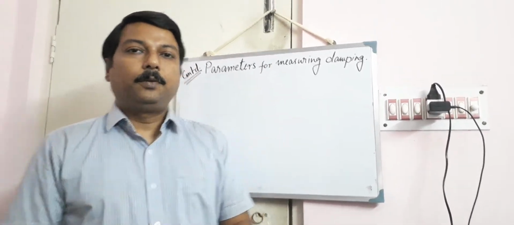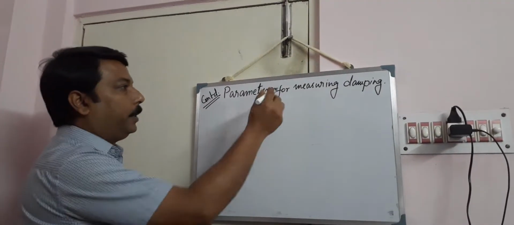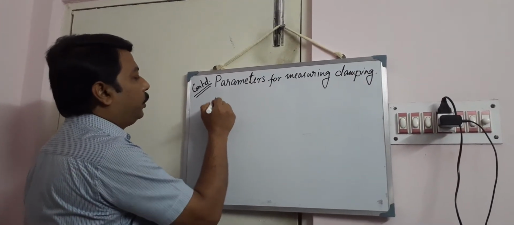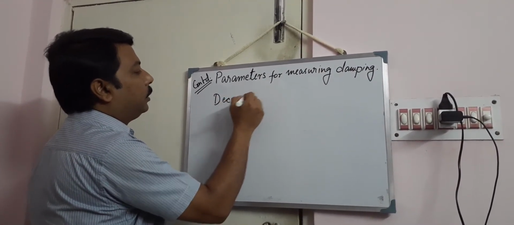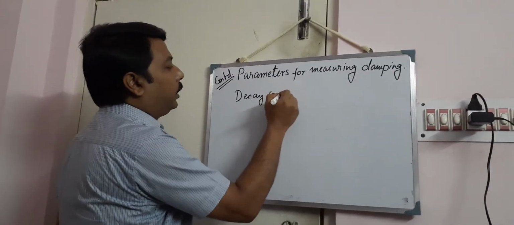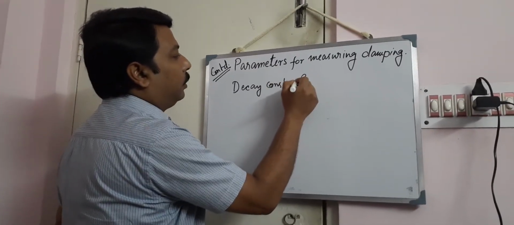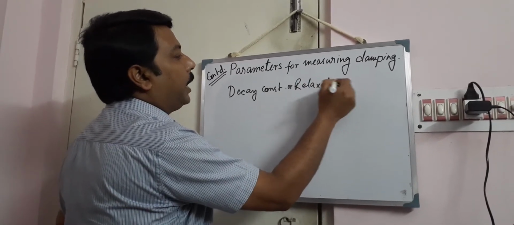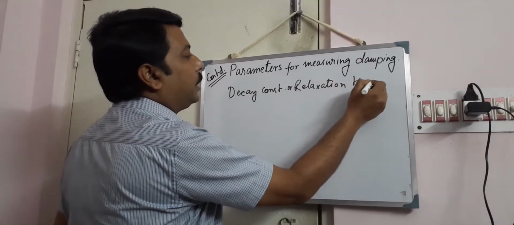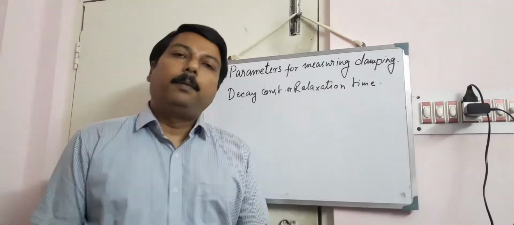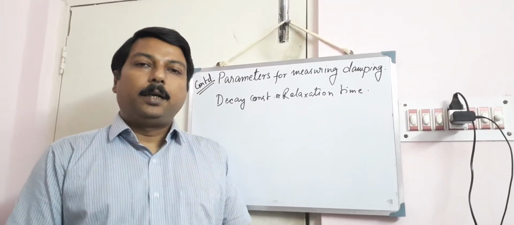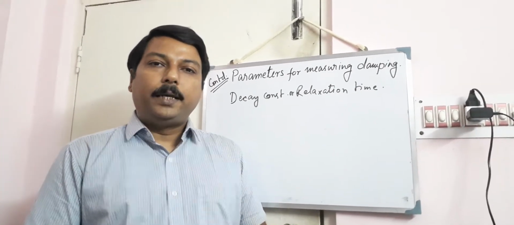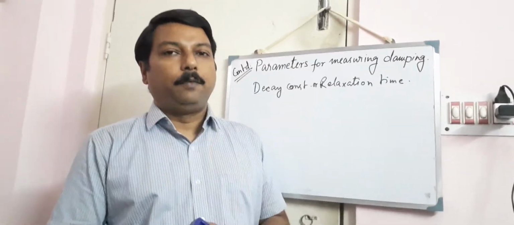In the last lecture, we already talked about one of the parameters for measuring the damping of a weakly damped oscillator, which was the decay constant, or we call it the relaxation time. So what was the relaxation time? The relaxation time is the time required by a weakly damped oscillator in which its amplitude reduces to 1 by e times of the initial value.